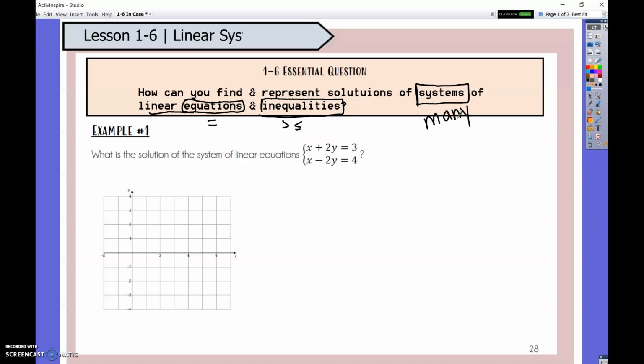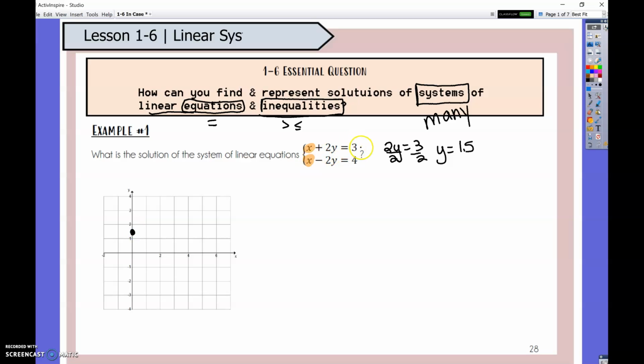Let's look, for example, here at example 1. They say, what is the solution of the system of linear equations? Now, you can graph these, and one way I like to encourage my students is you can think about if you make x be 0, for example. If x was 0 in this equation, you would just have 2y equals 3. We could solve for that, and 2y equals 3 means y, if I divide by 2, is 1.5. That gives me my y-intercept.